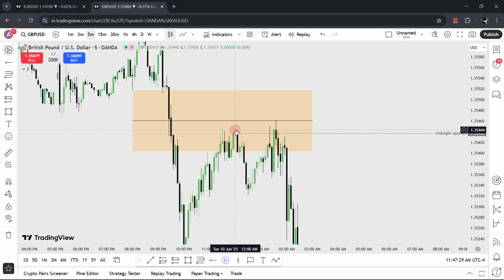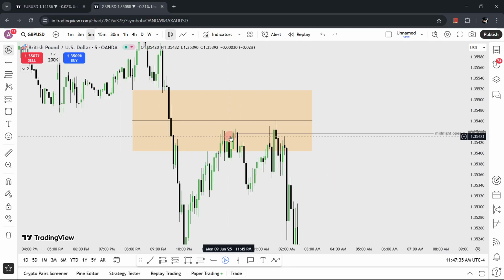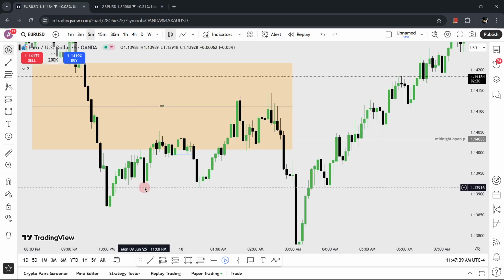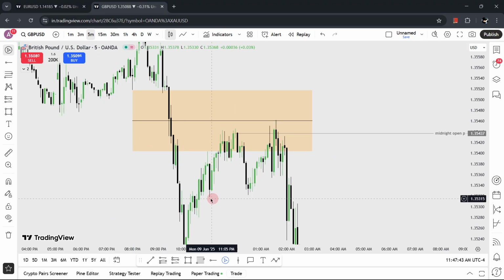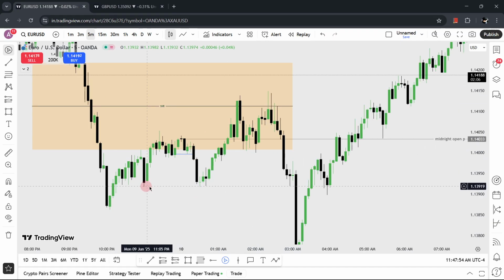I'll explain. You have this high, 12 a.m., that is midnight. The 12 a.m. high was taken out. There you have this low that was not taken out, though it created an SMT. The people will think it is going to go higher. I think it got taken out. No, no, it doesn't even get taken out.